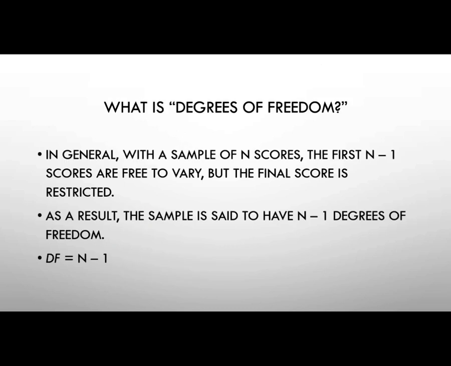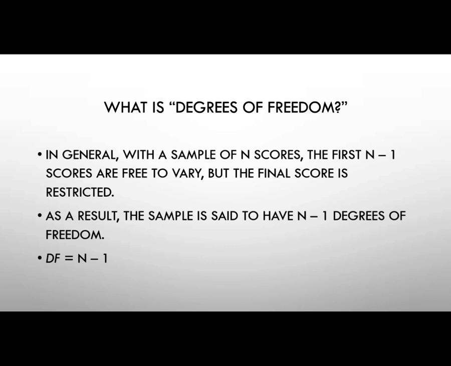Okay, so what is degrees of freedom? All right, in general, with a sample of n scores, the first n minus 1 scores are free to vary, but the final score is restricted. As a result, the sample is said to have n minus 1 degrees of freedom. And you'll see it noted in SPSS output as df, usually lowercase, equal to n minus 1. You'll just see df and it'll give you a number. So if you're talking about one group, say you have 50 people in your sample, you'll see a df of 49.